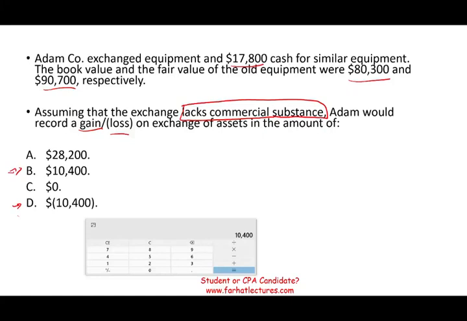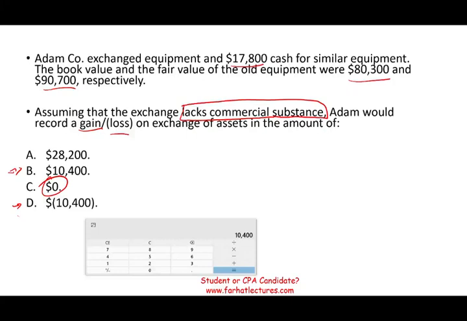Now, the difference between this transaction and the prior transaction is that this one tells you the exchange lacks commercial substance. When the exchange lacks commercial substance, you cannot recognize the gain. So the answer is zero. Whoa, hold on. Why am I computing the gain if I'm not going to recognize it? And what am I going to do with this gain?